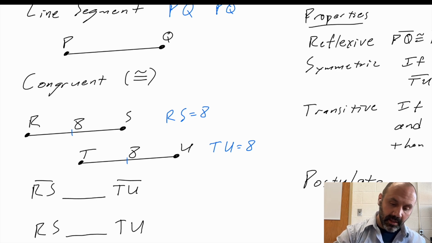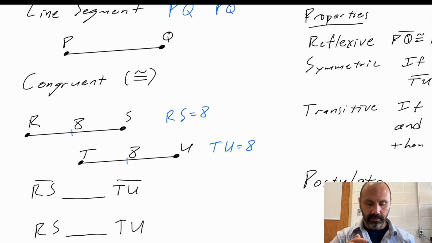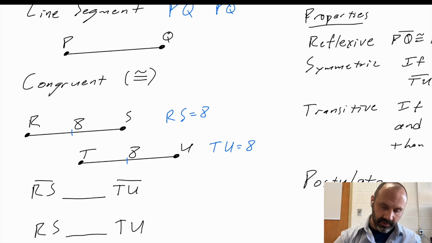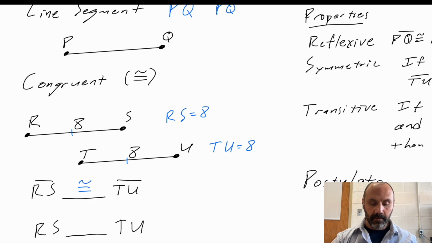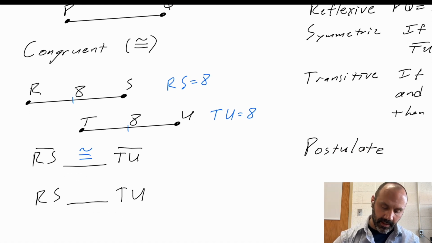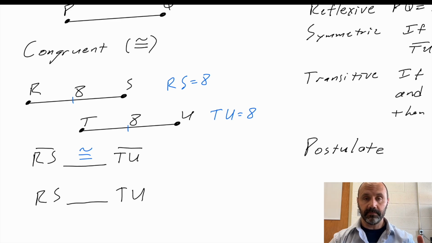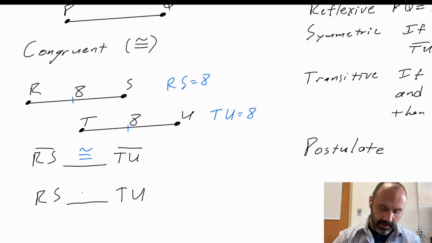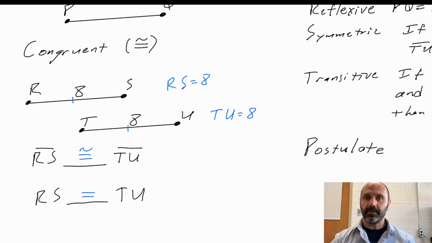So if we're talking about shapes, shapes are congruent. So RS, we would say, is congruent to TU. Notice though now, without the line above RS and TU here, then I'm saying the length of segment RS and the length of segment TU, those are numbers. And since they're numbers, I would say that they are equal to each other. So there's a difference. Pay attention to the notation.